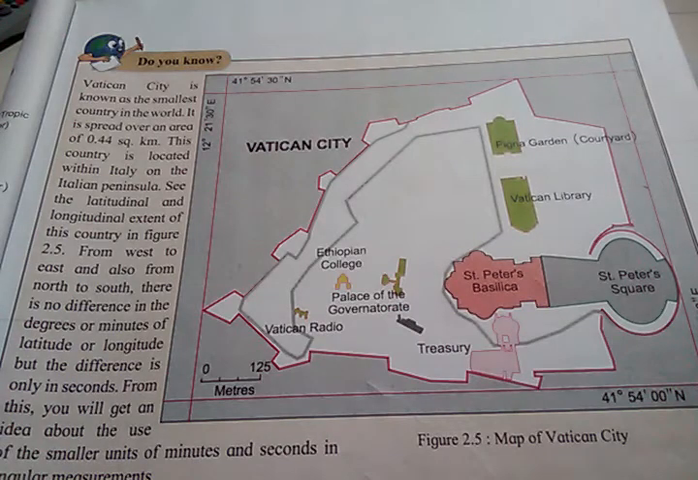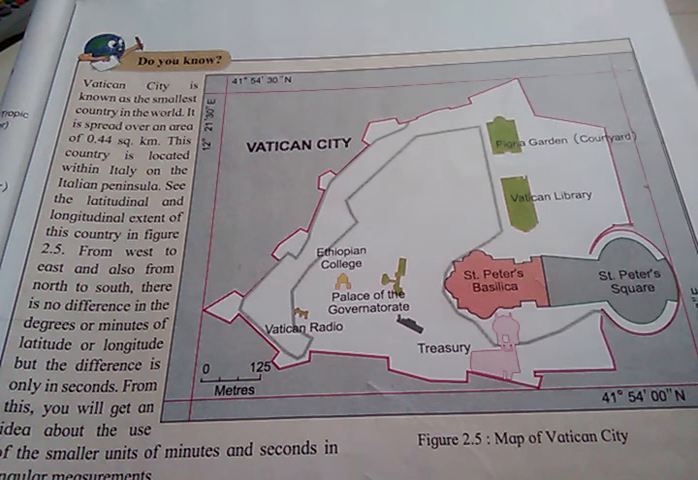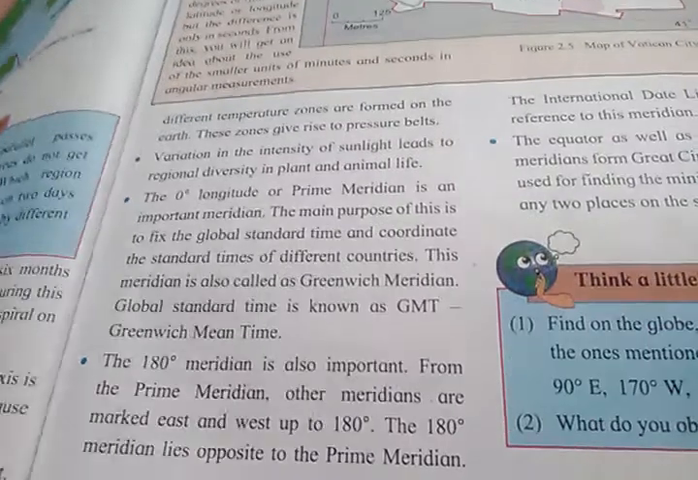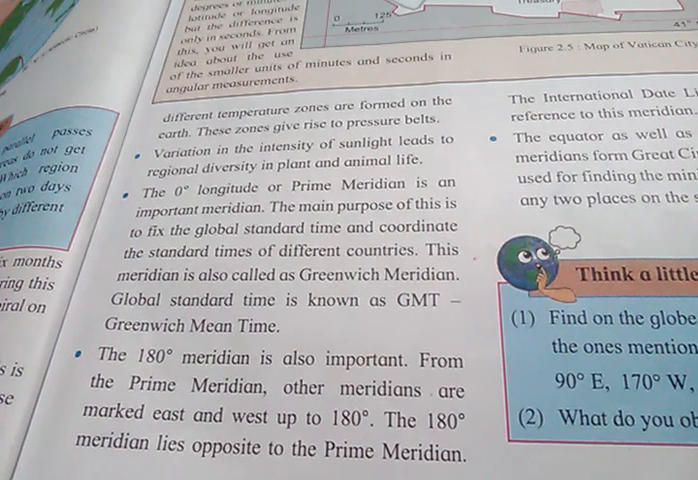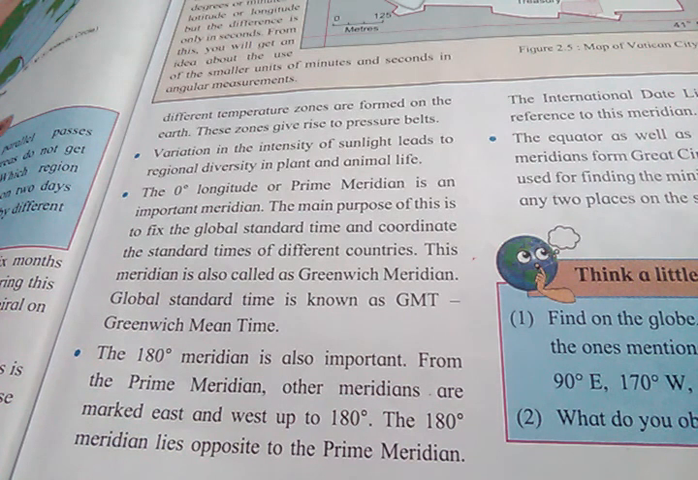The smallest country in the world is Vatican City. The prime meridian is also the Greenwich meridian. Purpose of the prime meridian: to fix the global standard time. Global standard time is also known as Greenwich time.